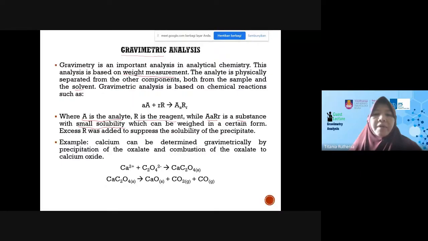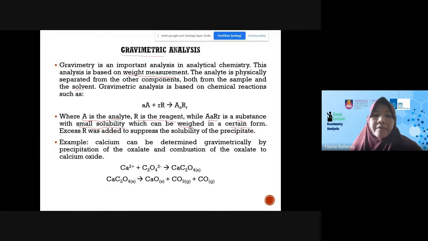Solubility. Please remember that if it has small solubility, it means it is preferred in the form of precipitate rather than dissolved in the solution. And we hope that we can have a certain form of a substance that we can weigh, because what we will calculate is the weight of the sample. So we have to get a certain form of the analyte that we can weigh.